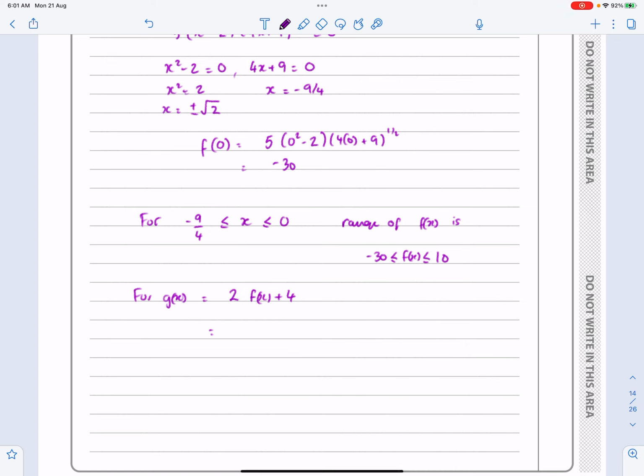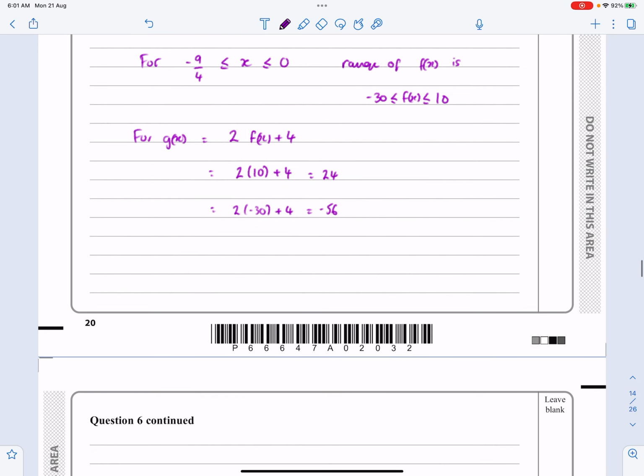If I'm now looking at the range of this one, all I need to do is to times the whole thing by 2. So I'm going to get 2 times 10 and then add the 4 on, plus 4 is going to give me 24. And if I do 2 times minus 30 plus 4, that's going to give me minus 56. So the range of g(x) works out to be between minus 56 and plus 24.